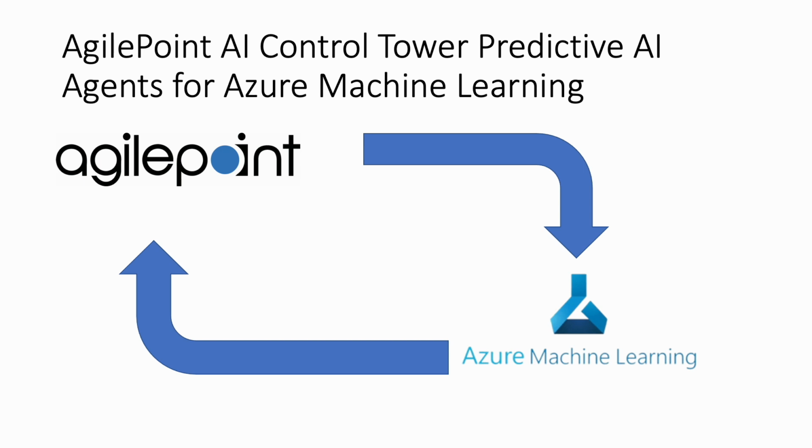Hello Agileers! We are thrilled to bring you another powerful update from AgilePoint's AI and Machine Learning Toolkit, introducing the AI Control Tower for Azure Machine Learning. This groundbreaking feature is here to transform the way you integrate predictive AI into your applications and orchestrations, all while ensuring governance, control, and seamless collaboration between humans and AI.